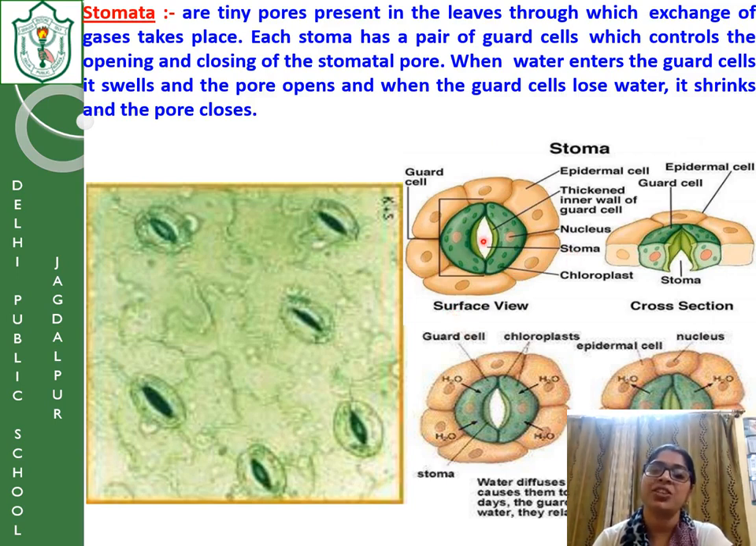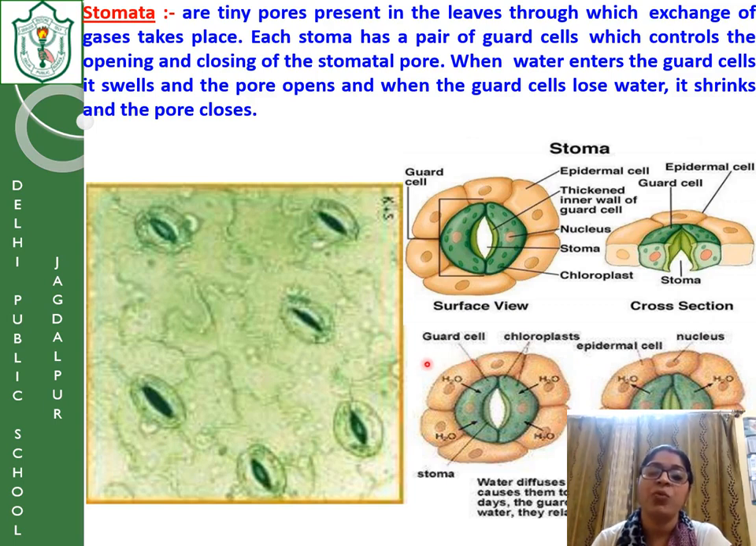Let's see the cross section. Suppose we cut from this portion. If we cut like this and then look, you can see that the epidermal cell has a nucleus, the guard cell has a nucleus, and the guard cell also has green chloroplasts, and you can see how thick the inner wall is. Okay, now what happens, how it opens? Now, this is the lower epidermis.